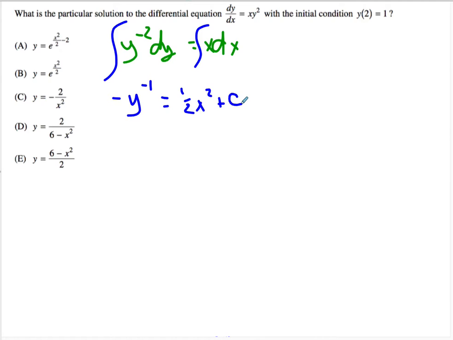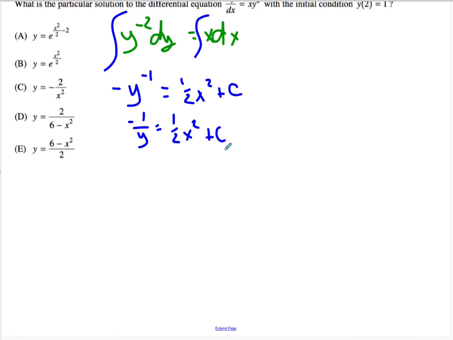We can do our initial condition whenever we want. I'm going to get rid of this fraction first. I don't like that. I'm also going to rewrite this as a fraction. So we'll have -1 over y equals 1/2 x² plus c. Now if I double both sides, that fraction will go away. We'll have -2 over y equals x² plus 2 times the constant I don't know.